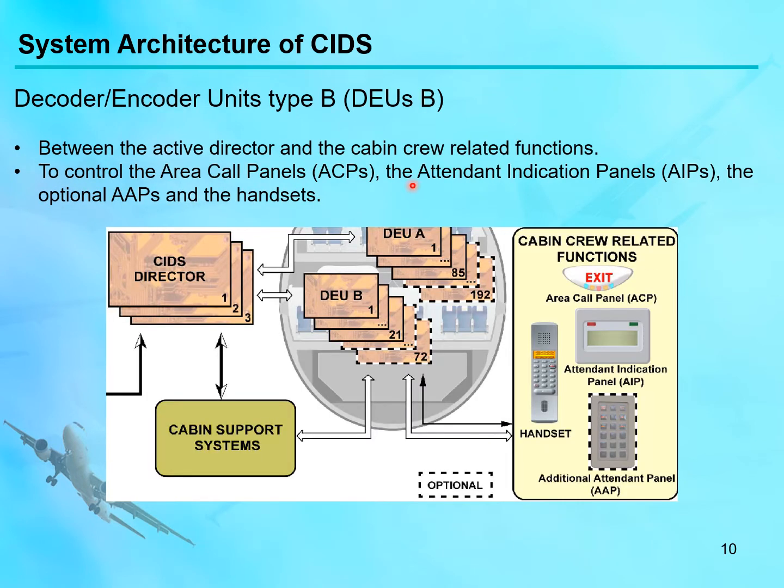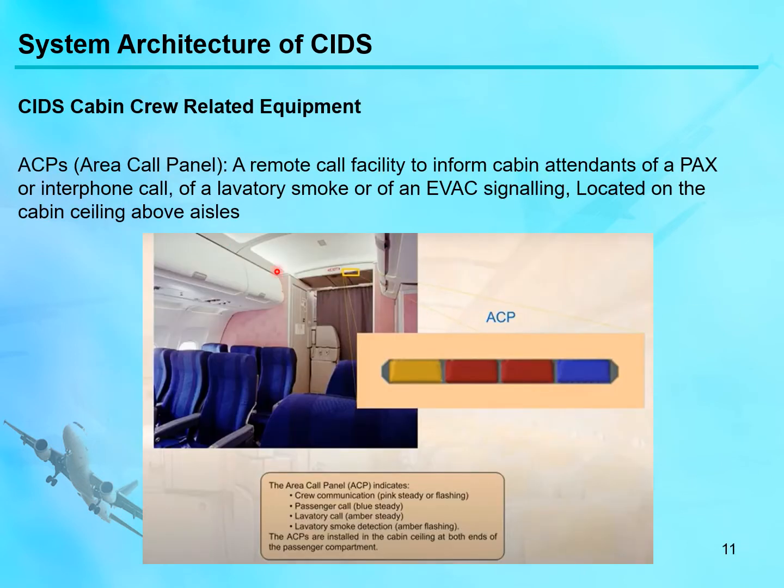The DEU-B is also connected between the directors and the cabin crew related functions. Okay, what are they? There are a few of them. So later on we go into detail on the ACP, AIP, and the AAP. First of all, this is what we talk about, the cabin crew related equipment. So first of all, we talk about this area call panel.